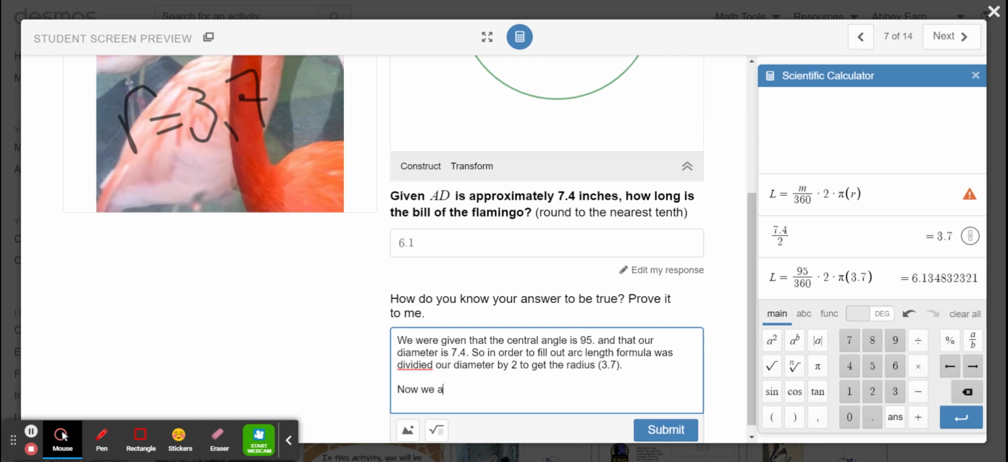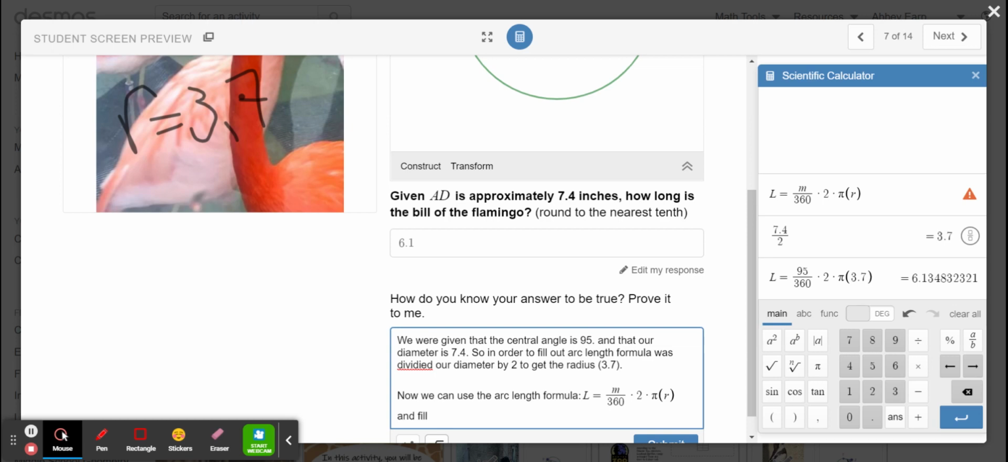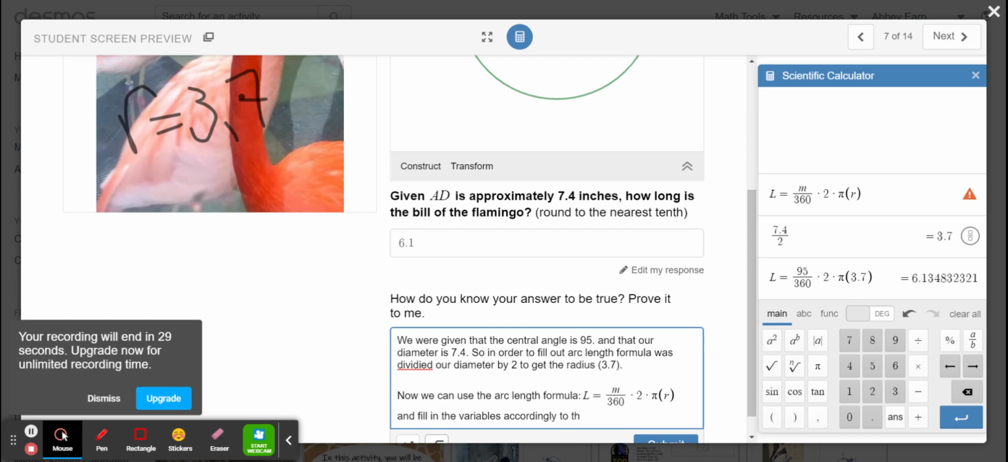Now we can use the arc length formula, which is this. Length is equal to the angle measure over 360 times 2 times pi times r, and fill in the variables accordingly to get how long the bill of the flamingo is.